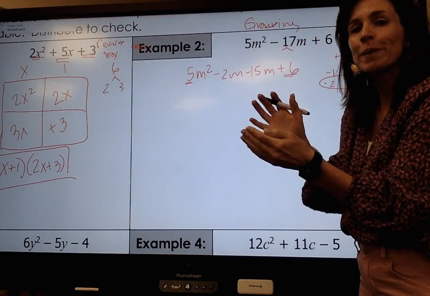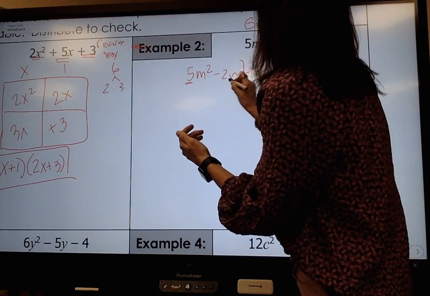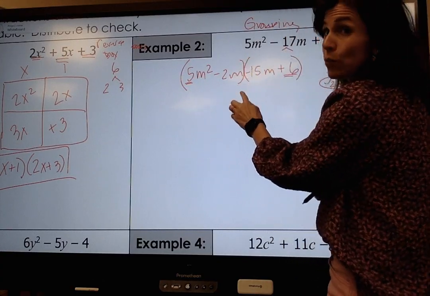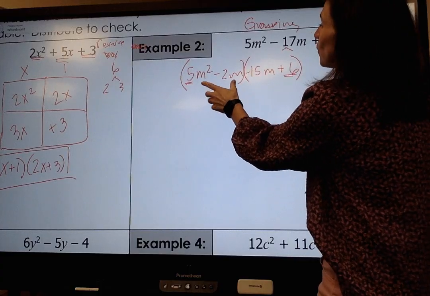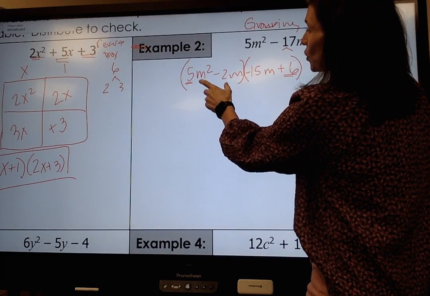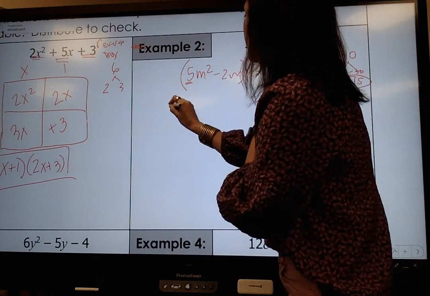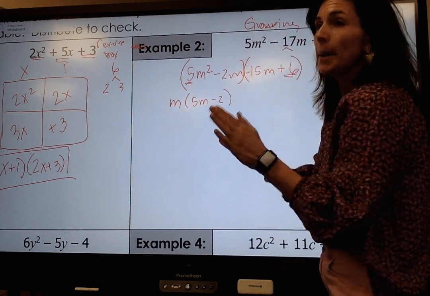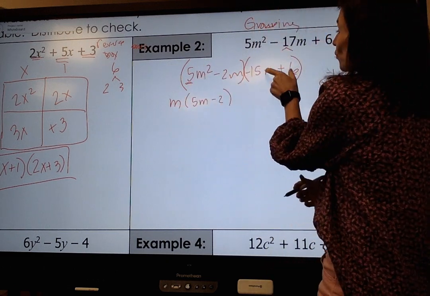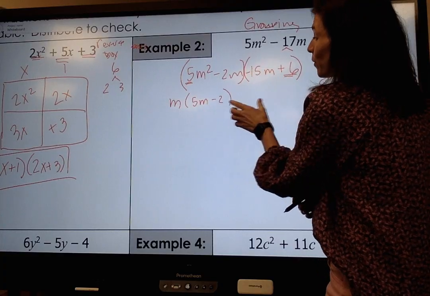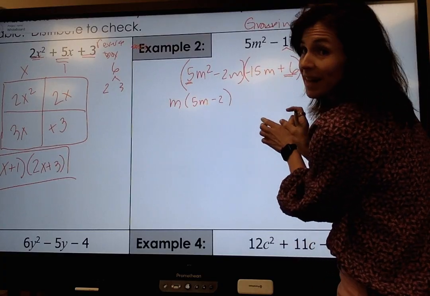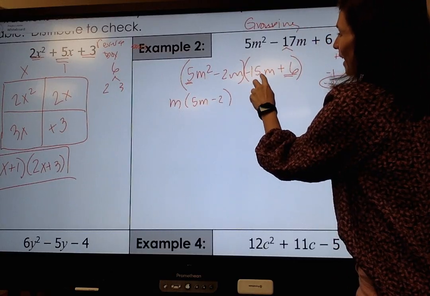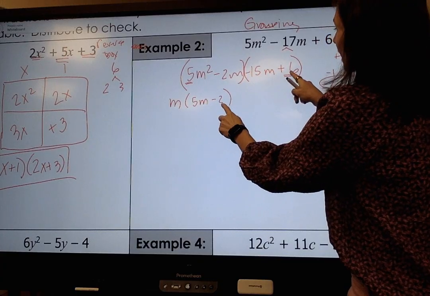Perfect. So the grouping method just says, okay, let's take the first two terms and the second two terms. And notice there's no break in between because that means multiplication. So now I'm just going to take out my GCF of this first group. They both have an m in common. And what's left over? 5m minus 2. My goal here is to make sure that when you take your GCF out, you're left with a 5m minus 2. Those need to be the same. So I need this to be negative. Look at my signs. This one needs to be positive and this one needs to be negative.